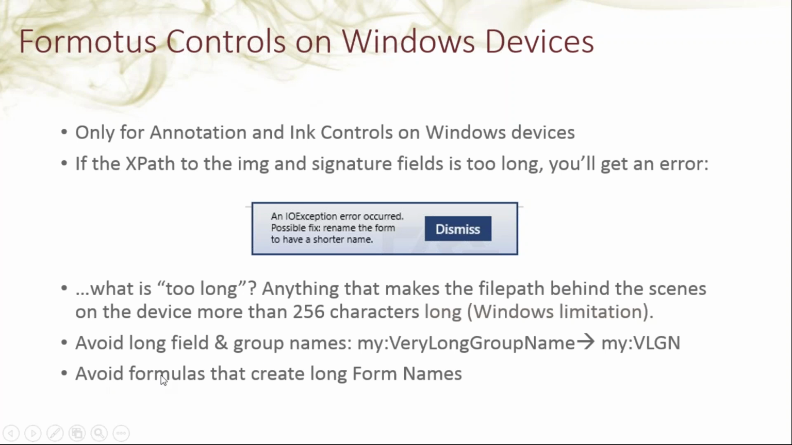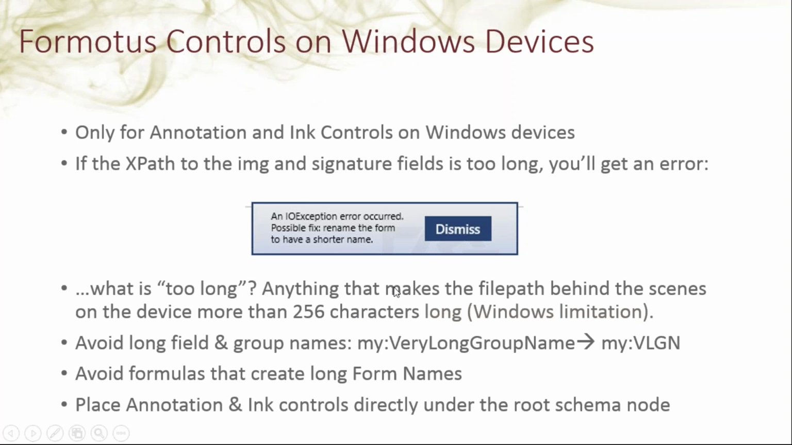Another suggestion is to avoid formulas that create long form names. So sometimes you like to concatenate multiple fields to make a unique form name. Maybe you have the name of the user and the name of their department, and then the date time or something like that and the form name, that can also create this error as well. And another suggestion is just to take these controls and place them directly under the root schema. Don't nest them very, very far deep down into the schema. And that will also help to reduce the length of this file path behind the scenes.